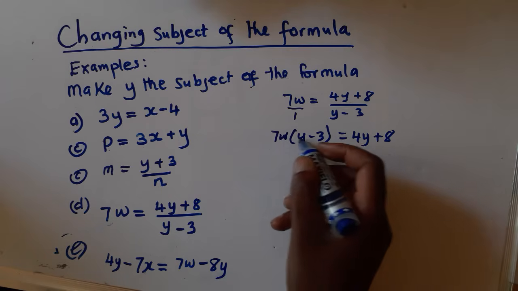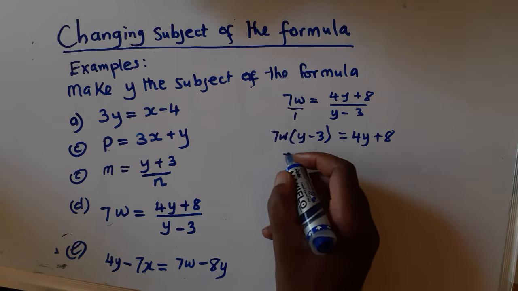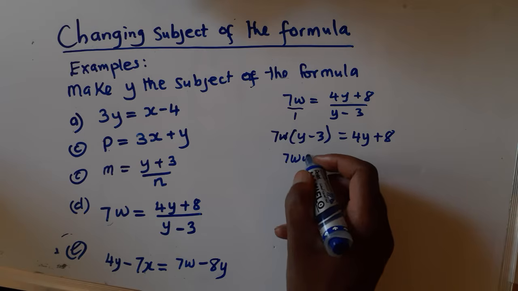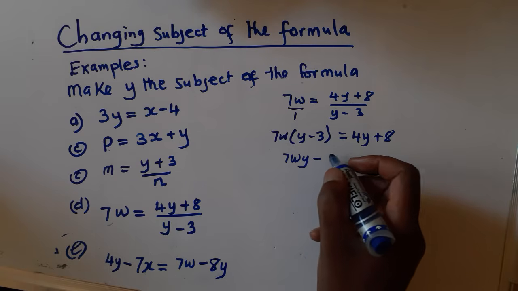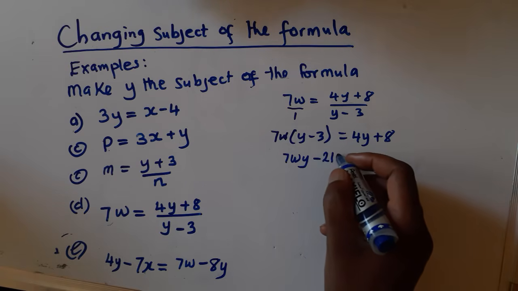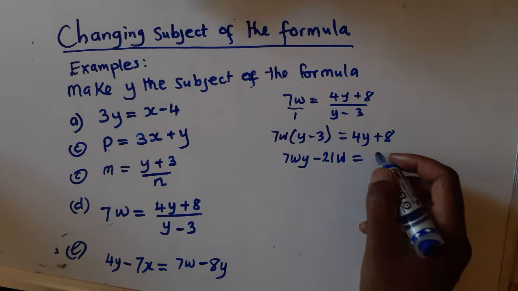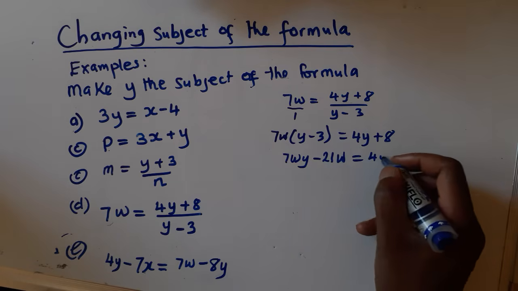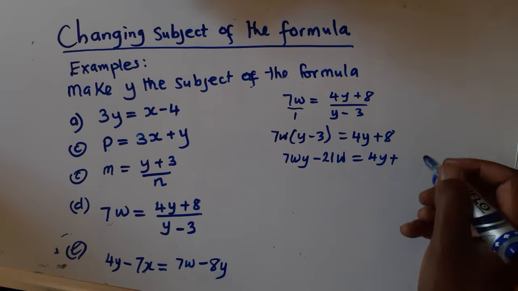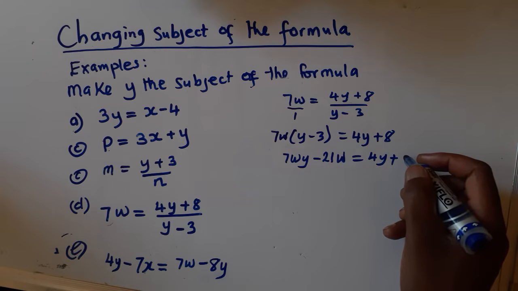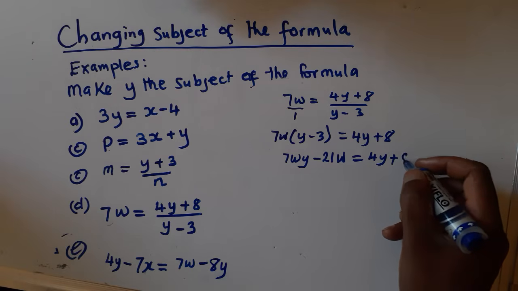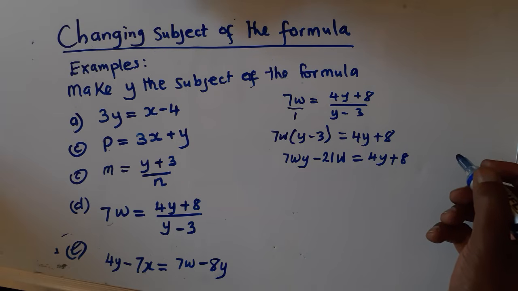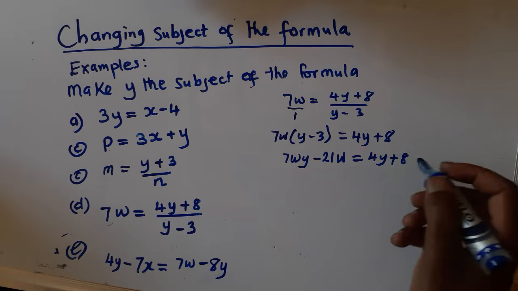We need to distribute. So what are we going to have? We're going to have 7wy minus 21w is equals to 4y plus 8. Are we there? Then at this point, what are we supposed to have now?